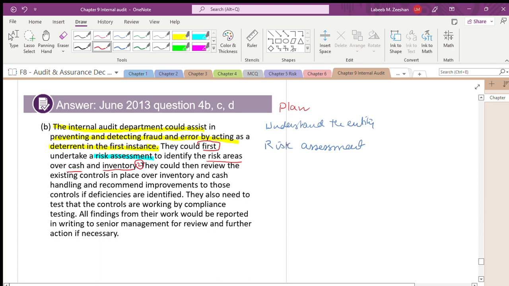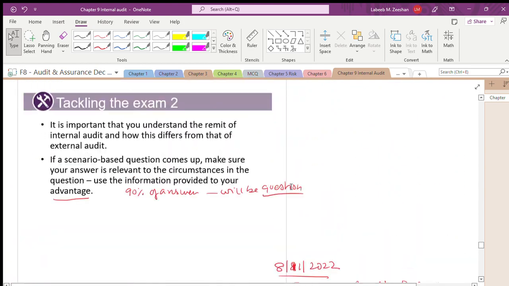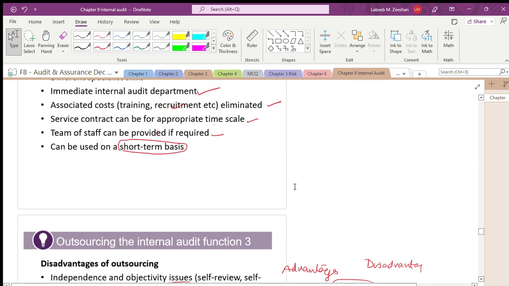They could then review the controls. First, they will not review the controls. First, what will they do? They will assess. See, what are the 5 control environment steps? Tell me, any idea? What are the 5 control environment components? I will go back to this.